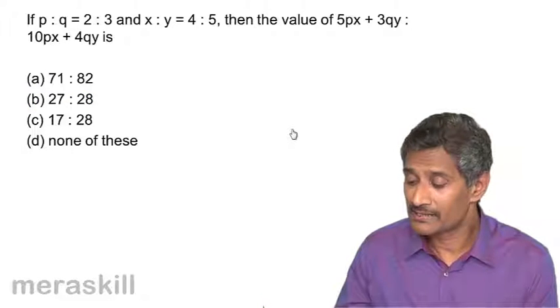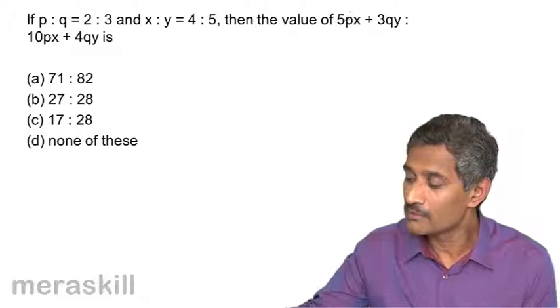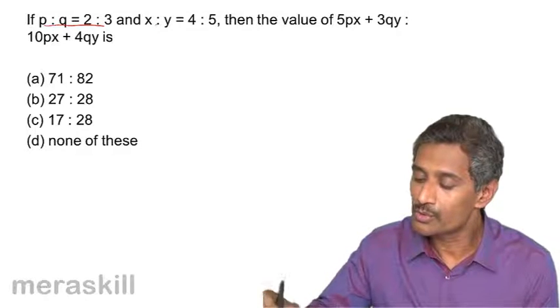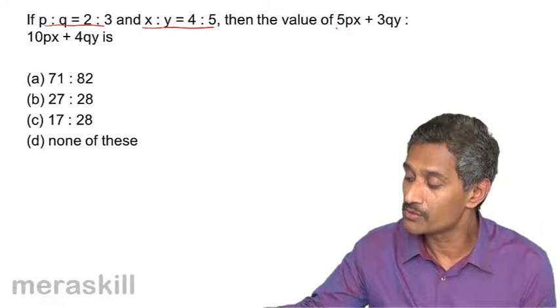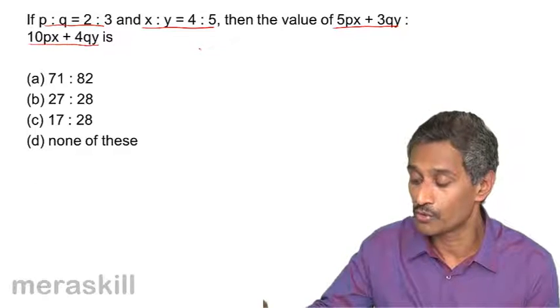Let's check the next example, which is similar to this, but this is having a little more of extra things over here. So if you see p is to q is 2:3, x is to y is 4:5, 5px plus 3qy is to 10px plus 4qy.